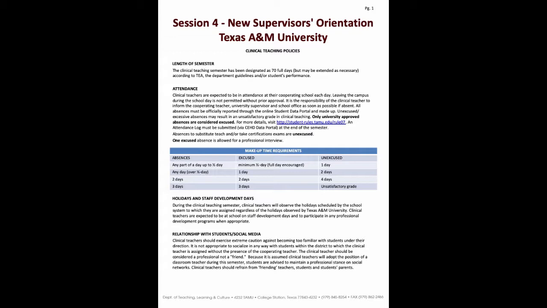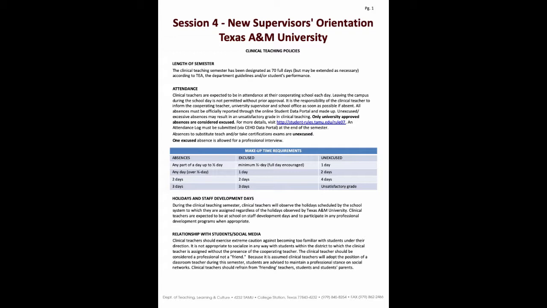One excused absence is allowed for a professional interview. The makeup requirements are listed on this page. Basically, an excused absence is 1 makeup for 1 absence, 1 for 1. An unexcused absence is 2 makeup days per absence, 2 for 1. 3 unexcused days of absence may equal an unsatisfactory grade in clinical teaching.